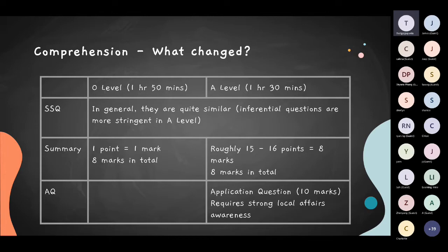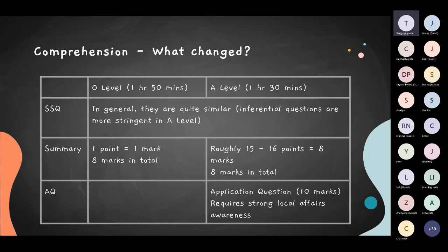But for summary, for O levels, the system is 1 point for 1 mark, 8 marks in total. The marks is still the same for A levels, but the number of points required is much more. So 15 to 16 points equals 8 marks. What do I mean? There'll be a spectrum. Maybe 1 to 2 points is 1 mark, then 3 to 4 points is 2 marks, then subsequently you go up all the way. So you can see that the more points you have, the better.